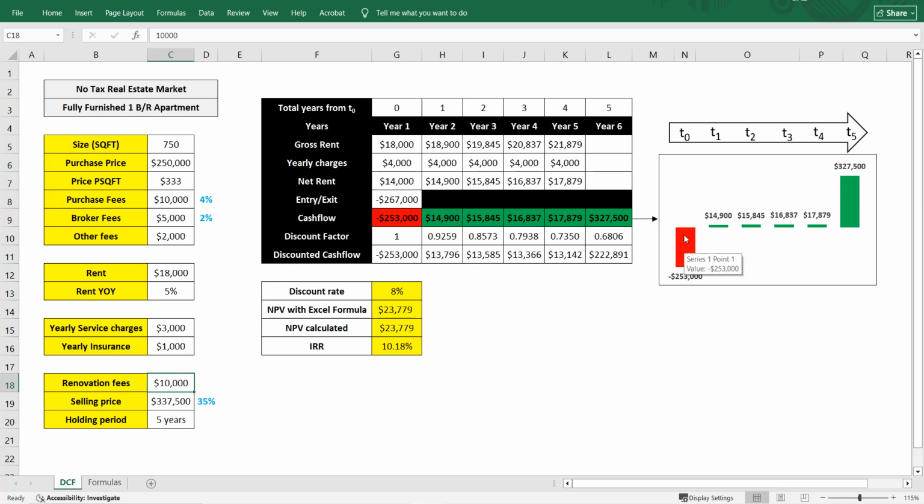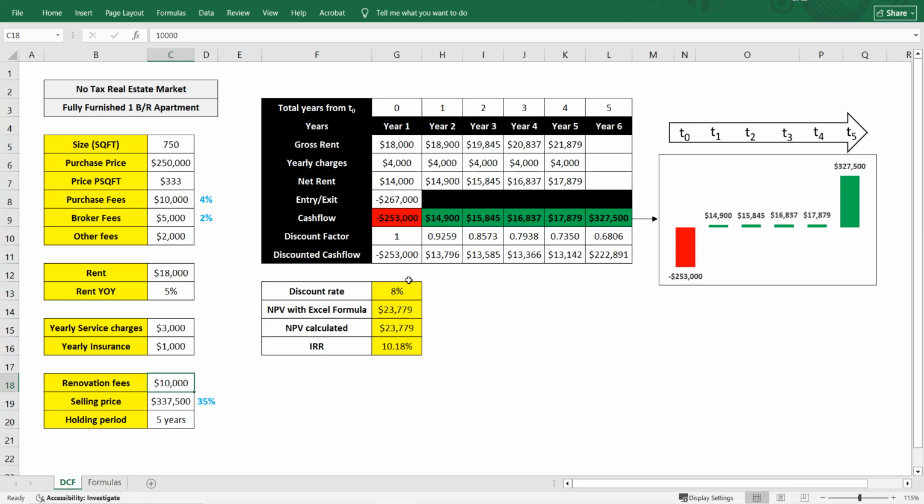So at the beginning we have minus 253,000, all right, which is the entry price plus different fees in negative number plus the net rent. Then we have positive cash flows for the remaining years until the selling price.